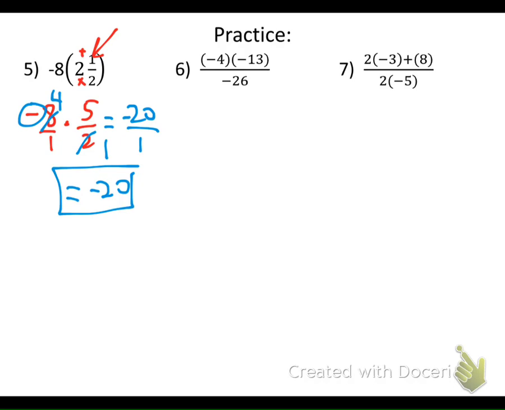Moving on to problem 6. Here we have 3 negatives. Negative, negative, negative. So no matter what, because 3 is an odd number, I'm going to get a negative in my answer. So all I have to do is worry about multiplying and dividing here. There's an easy way to do this and a hard way to do this. Some of you might actually multiply this 4 and this 13.